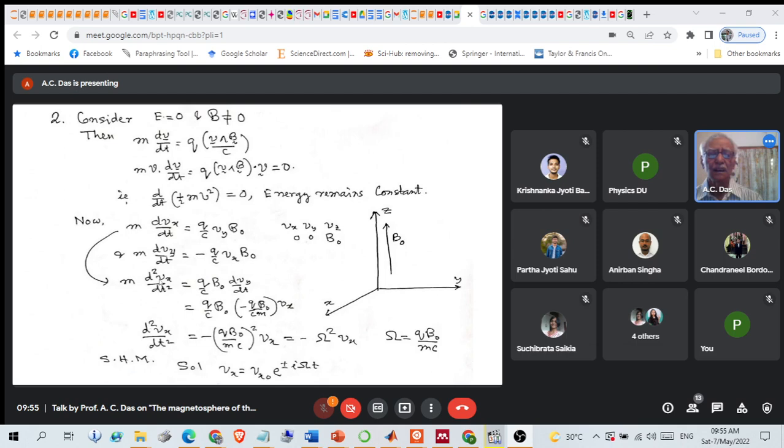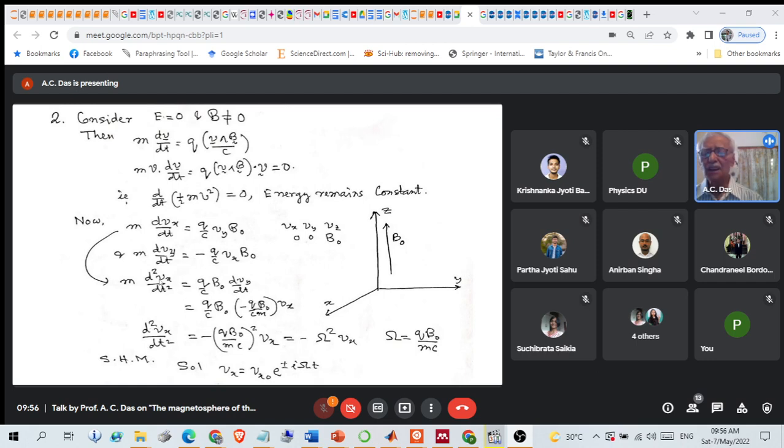Next comes the case where there is no electric field, but only a magnetic field in one direction, which is the z direction, as I've written in my picture. I'm going through this rather quickly because I hope you know all this, but I need it. m dV/dt is q V cross B by c, and obviously you can see that if you take a dot product with V, the right hand side goes to 0, and the left hand side becomes d/dt of half m V square equal to 0. That essentially means the energy remains constant.